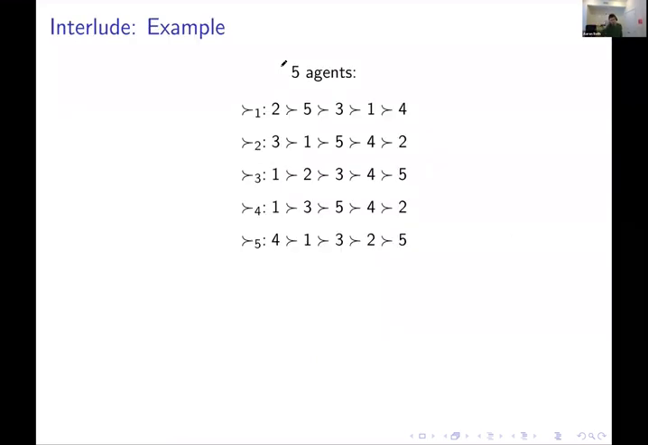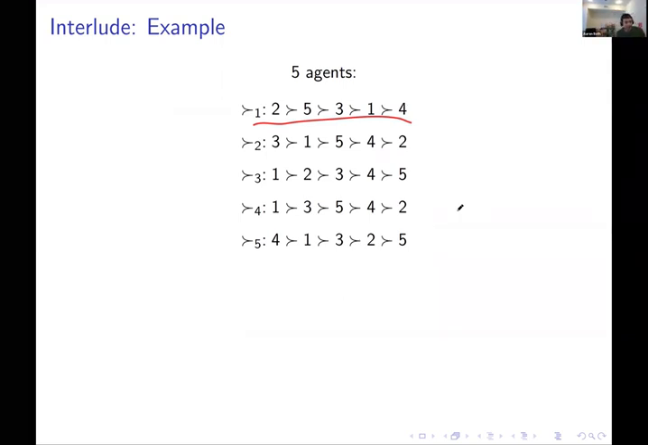Okay, so let's go through a little example just to make sure we understand the algorithm, and challenge my ability to draw on this screen. So here's an instance of a problem in which there are 5 agents and 5 goods. And what you see here are the preference orderings of each of the agents. The way you should read this is, for agent 1, his favorite good is good 2, then good 5, then good 3, then his own good 1, and his least favorite good is good 4. And similarly, all of the other agents also have complete preference orderings.